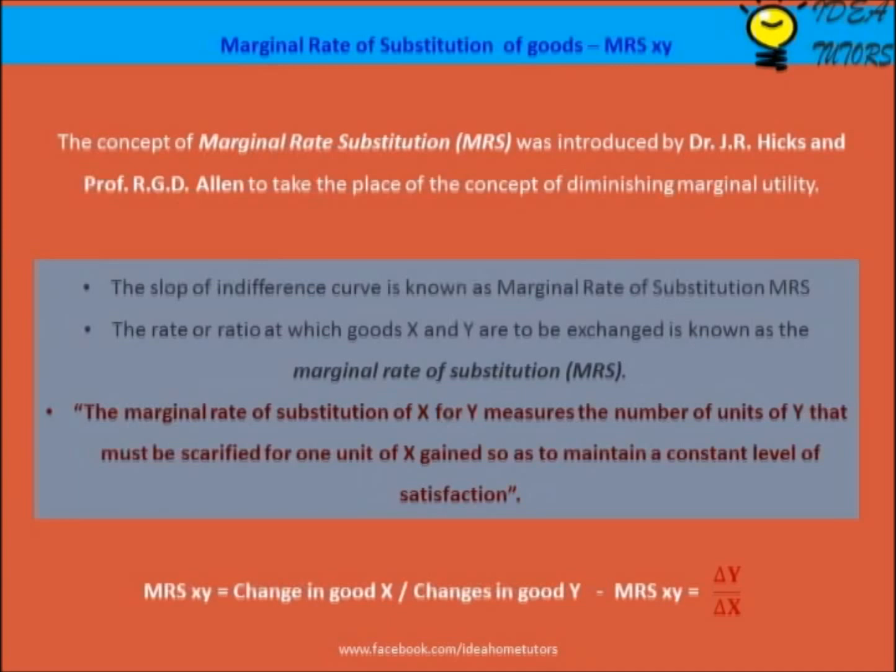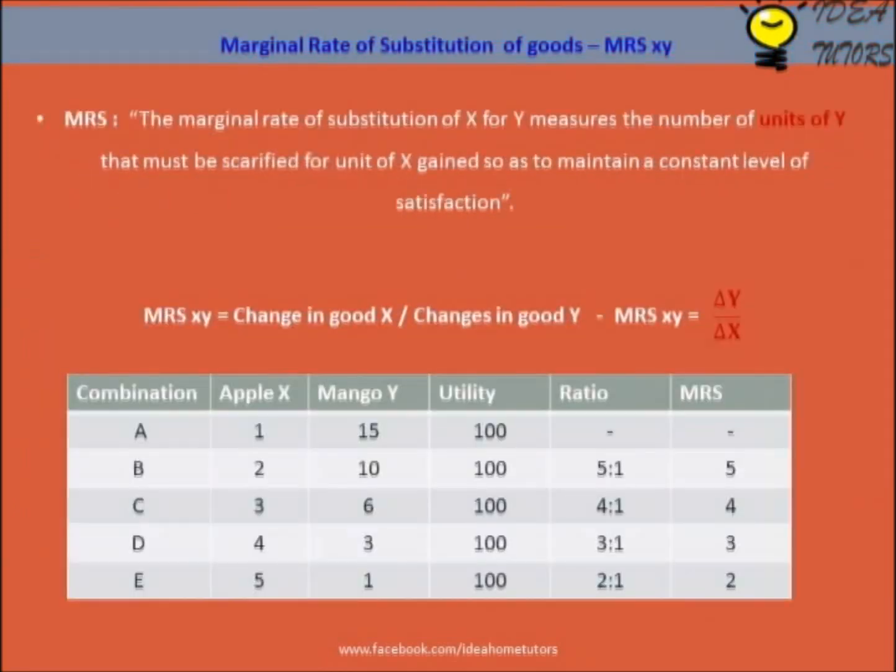This simply means that if you want to keep your satisfaction level the same, then you must sacrifice some amount of one good to gain some units of the other good. Thus MRS is calculated as change in good X divided by change in good Y. Change is denoted by the triangle sign, called delta. This table shows how to calculate MRS.